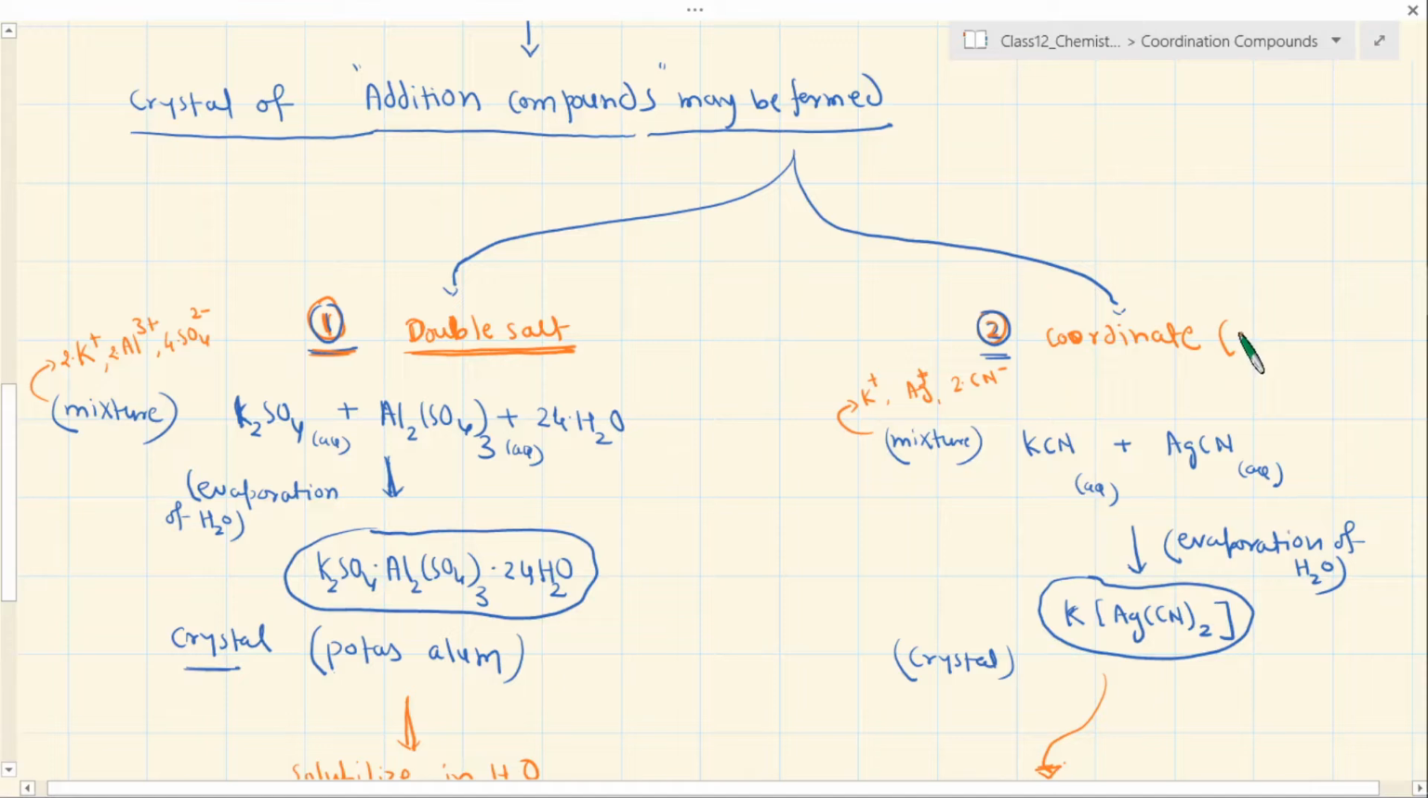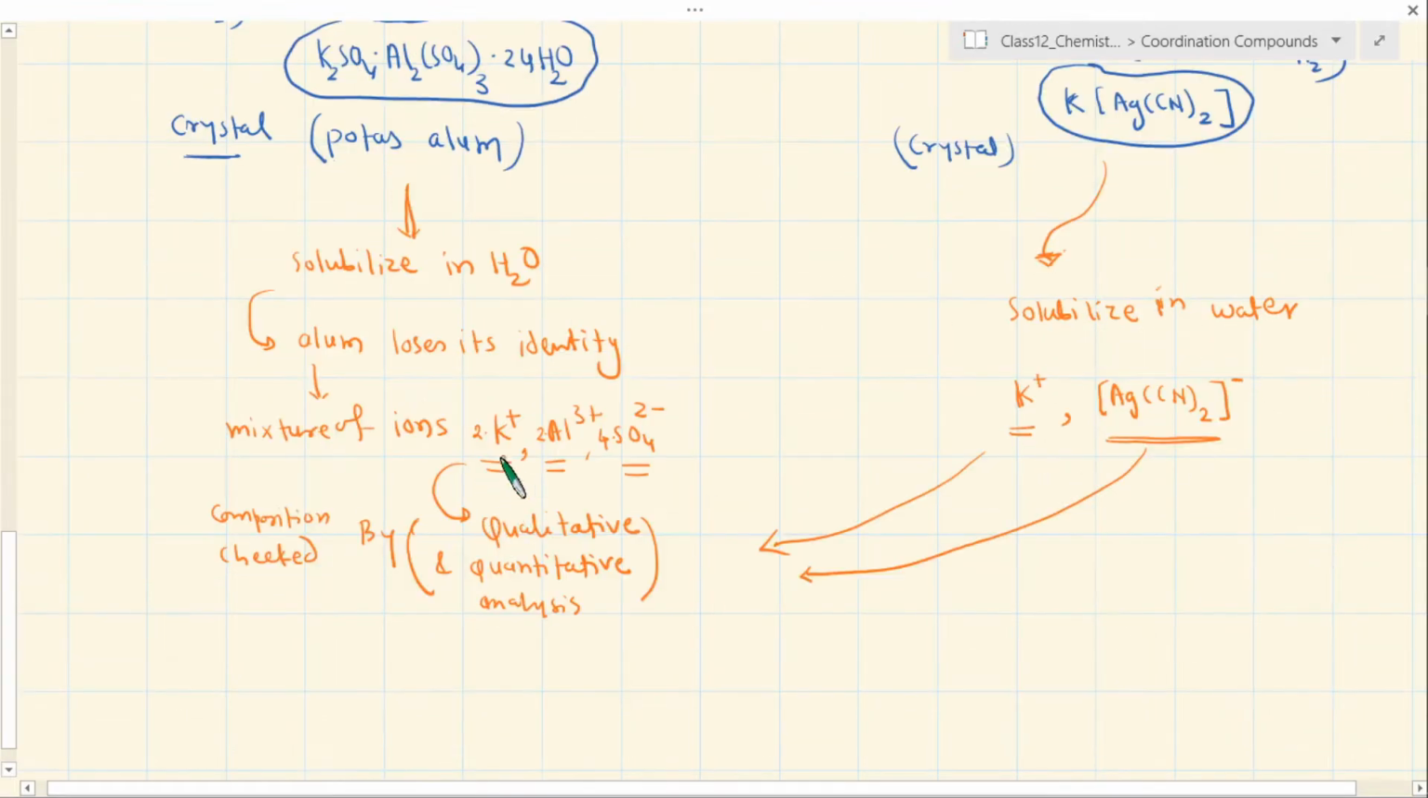or in general they are also referred to as complex. They are more complex, that's why. So coordinate or complex compounds. And here is something new that is coming to you, that is coordinate compound. We need to explore this. Please try to understand this.